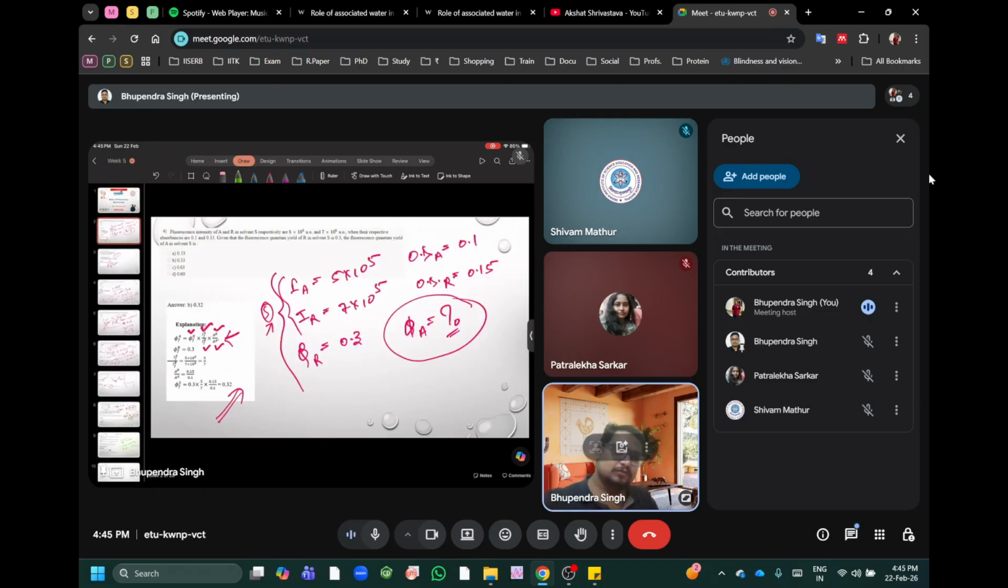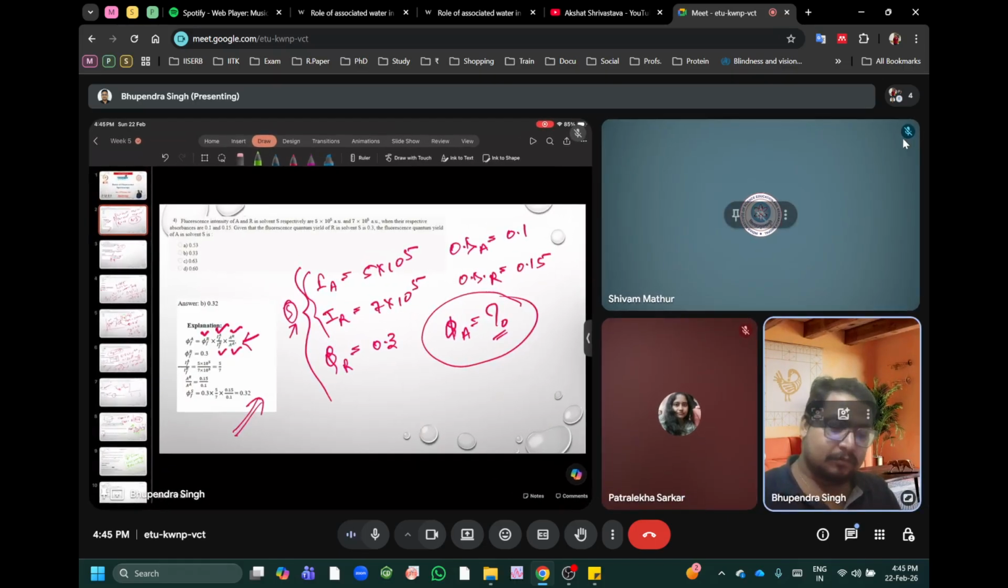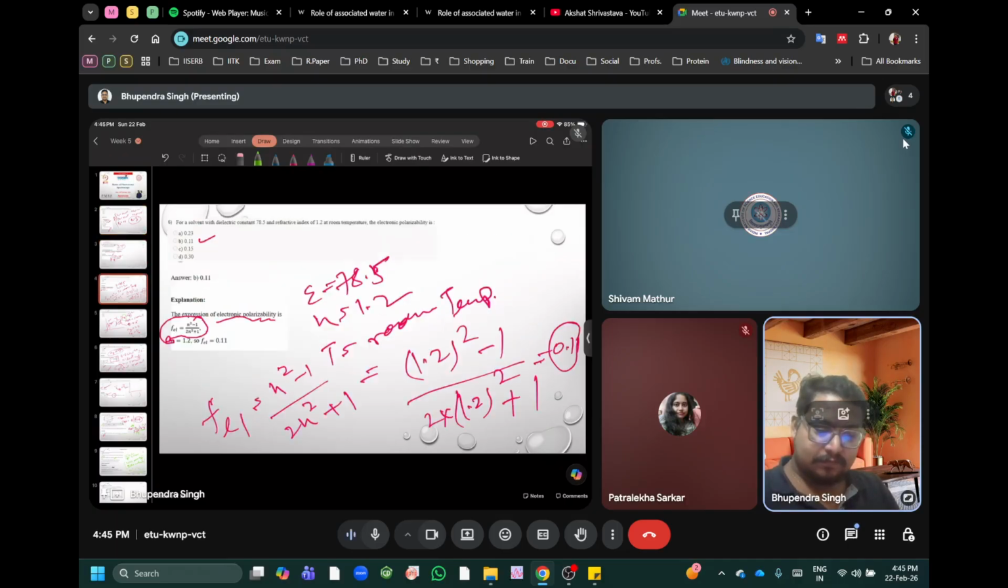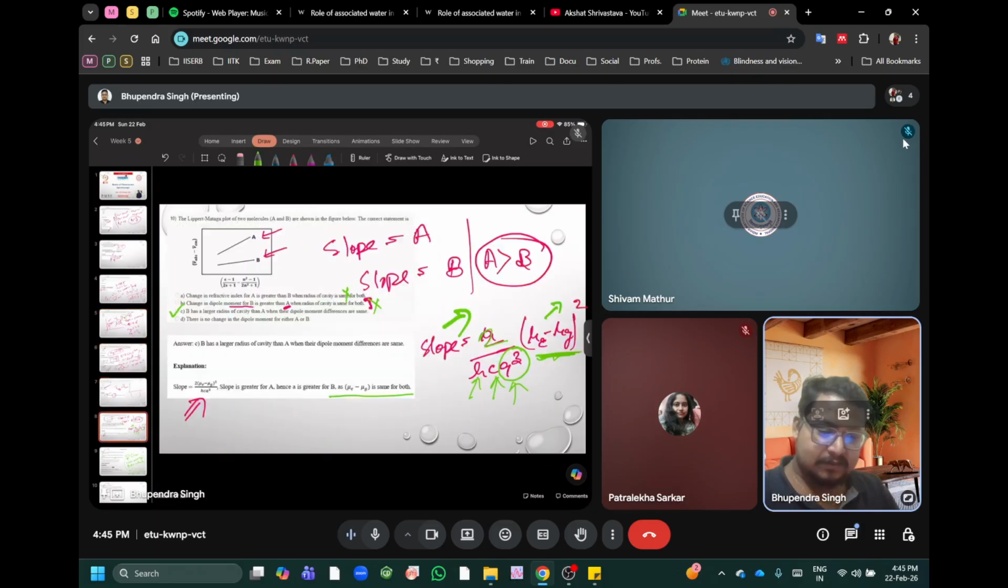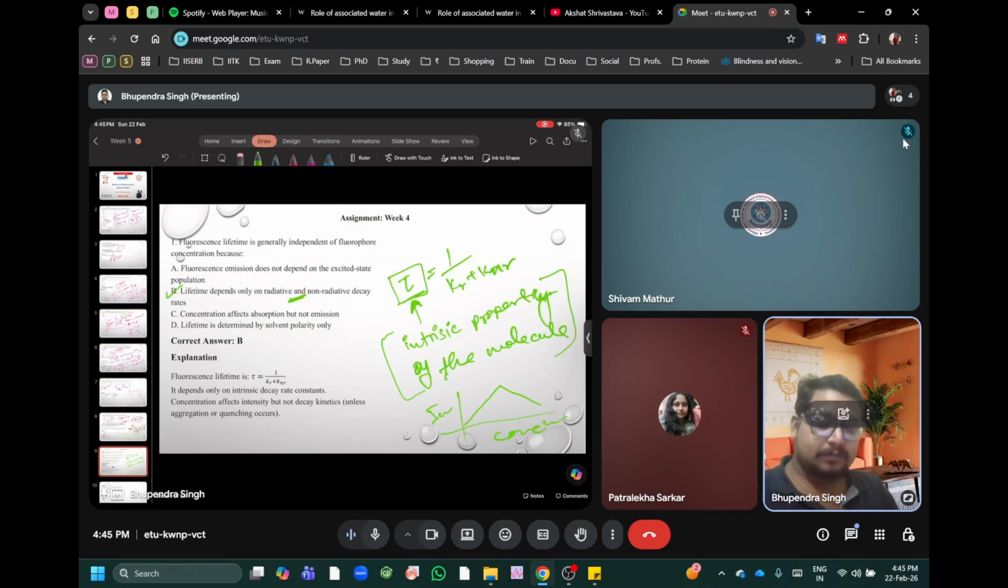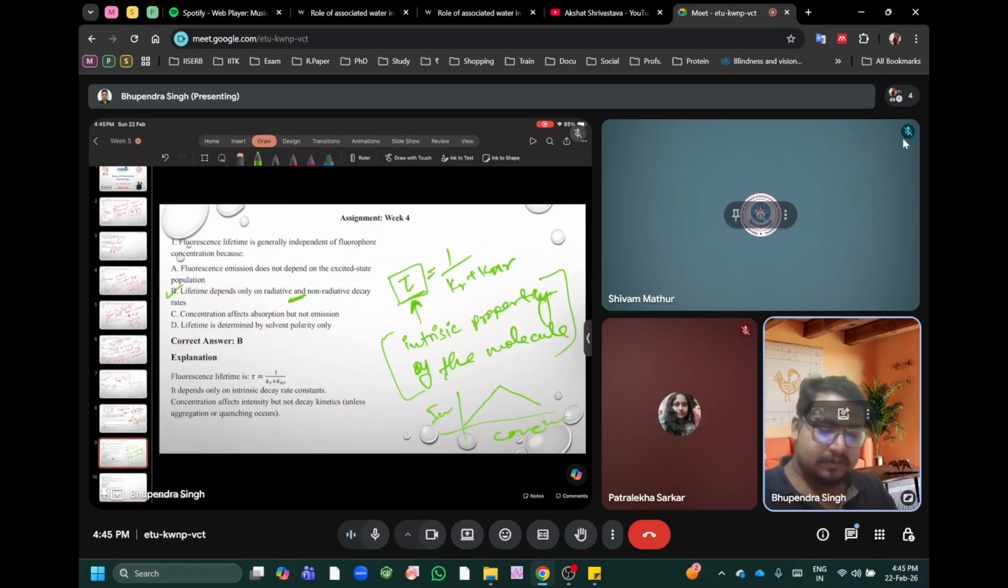We have solved a few questions from the previous assignment. Whatever questions we had left unsolved in the previous class, the fourth, fifth, sixth, seventh, eighth, ninth and tenth, are done. And now we are solving this year's week 4 assignment, and the first question I have already solved. The question is saying the fluorescence lifetime is generally independent of the fluorophore concentration. I was telling that the fluorescence lifetime is the intrinsic property of the molecule, so it doesn't depend on the concentration.